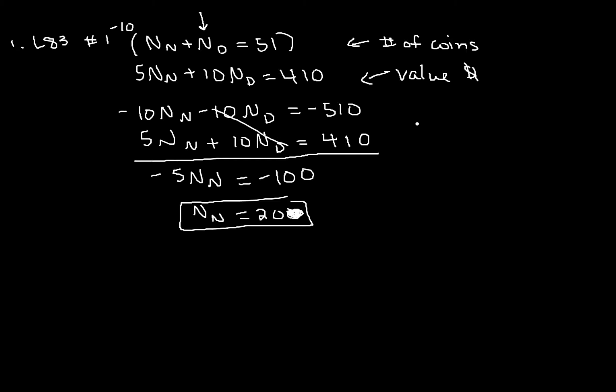Then we have to subtract 51 minus 20, and we get 31. We put it up here. So the number of nickels is 20, plus what gives you 51? It's going to be 31. So the number of dimes equals 31.